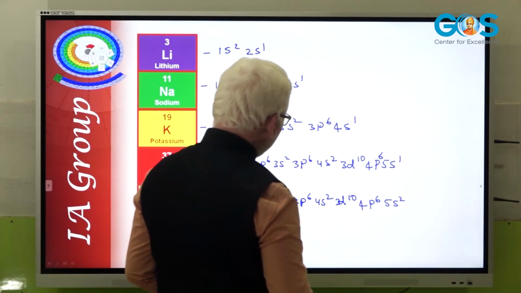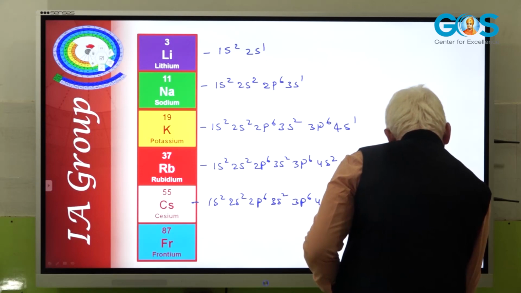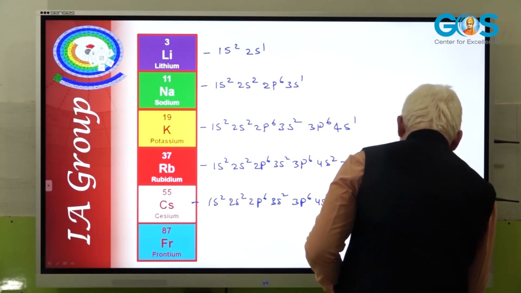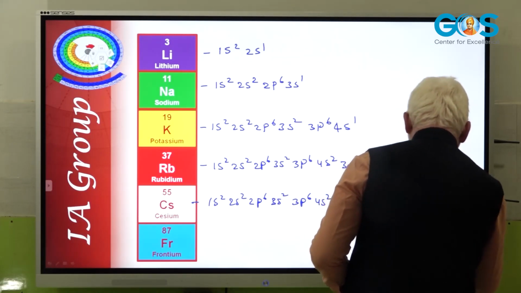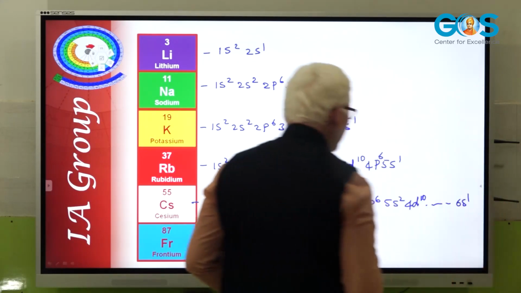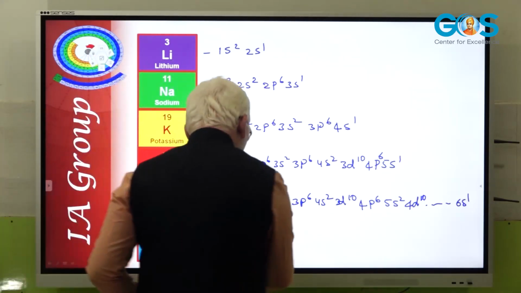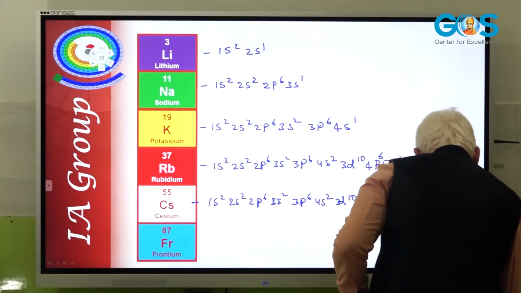4p6, 5s2, next 4d10, and finally you will get 6s1. It is a lengthy one. I am going to write the last, 6s1. In the similar way, for the last one you will get 7s1.